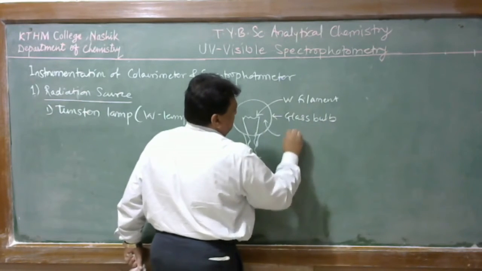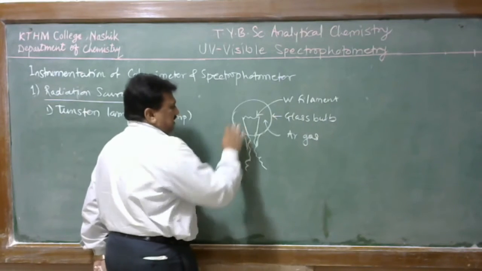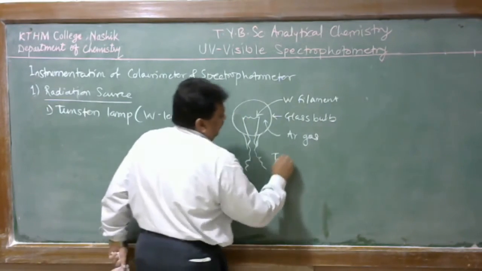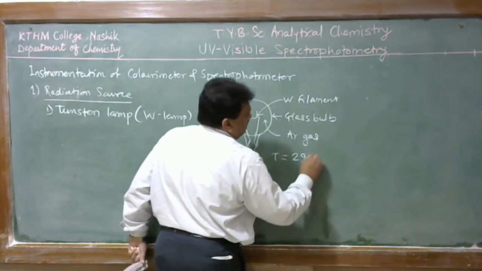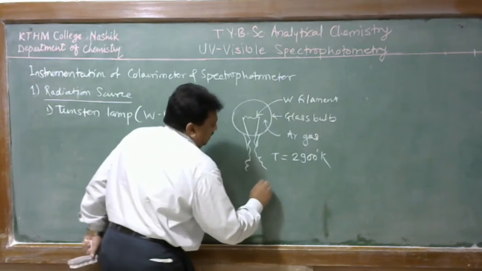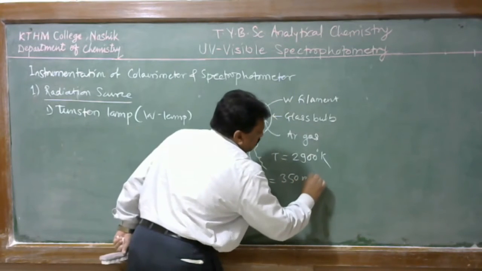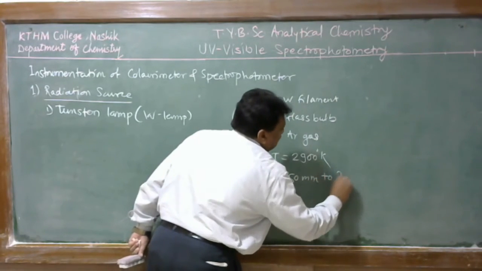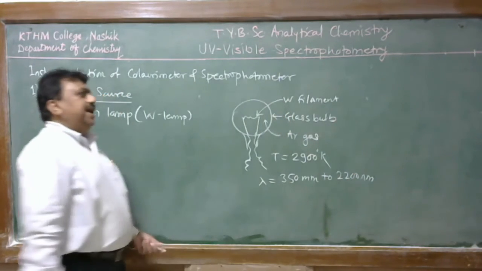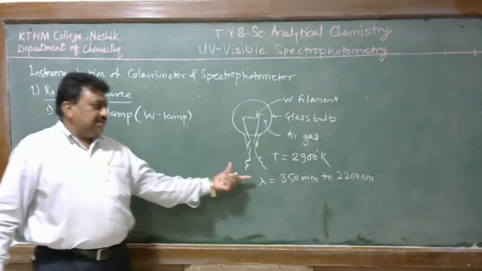Inside the glass there is argon gas, that is the inert medium, and here this is the power supply. This tungsten lamp operated at temperature T equal to 2900 Kelvin gives wavelengths from 350 nanometer to 2200 nanometer. Therefore, the radiation source used in a colorimeter is a tungsten filament lamp.